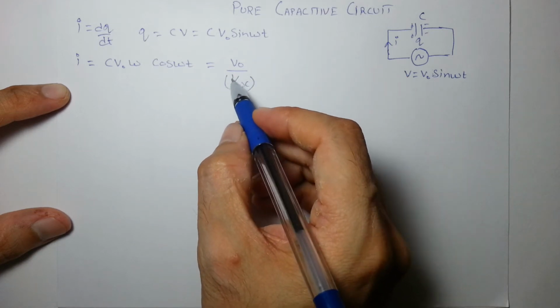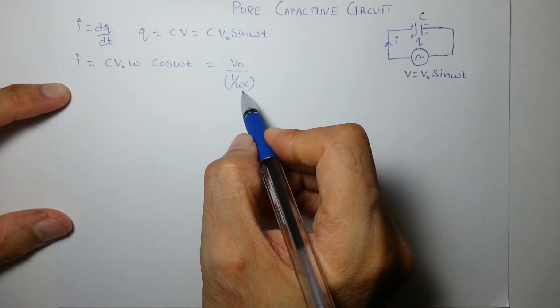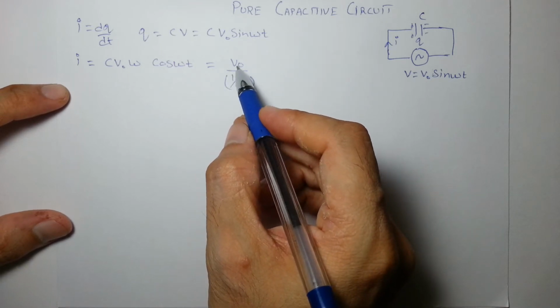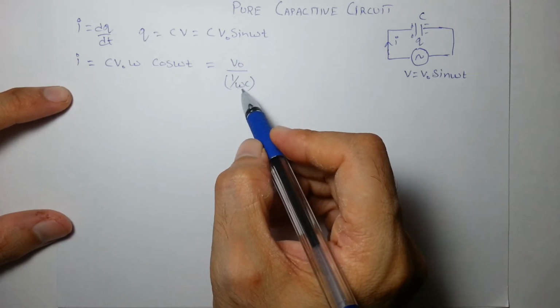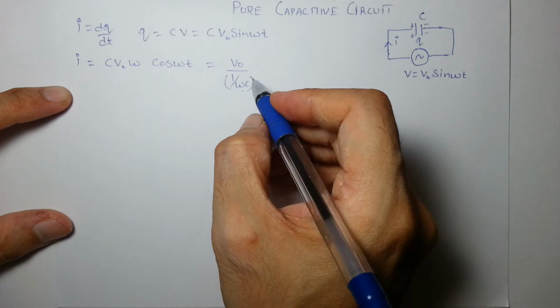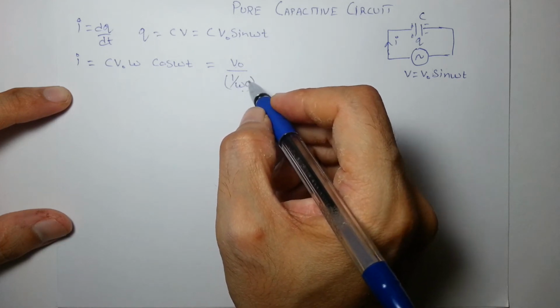So why are we doing this? ऐसा हम क्यों कर रहे हैं? क्योंकि हम रेजिस्टेंस की जगह कुछ रखना चाहते हैं. In the previous video it was V0 by R. So R की जगह किसने ली? R की जगह ली 1 by omega c ने. So obviously by dimensions or by units it will be ohm.